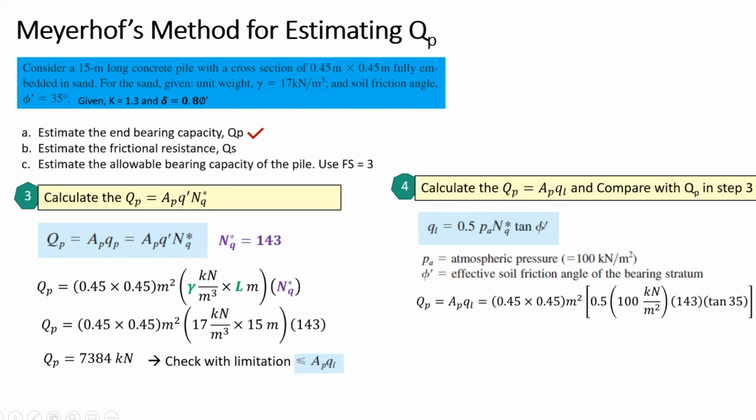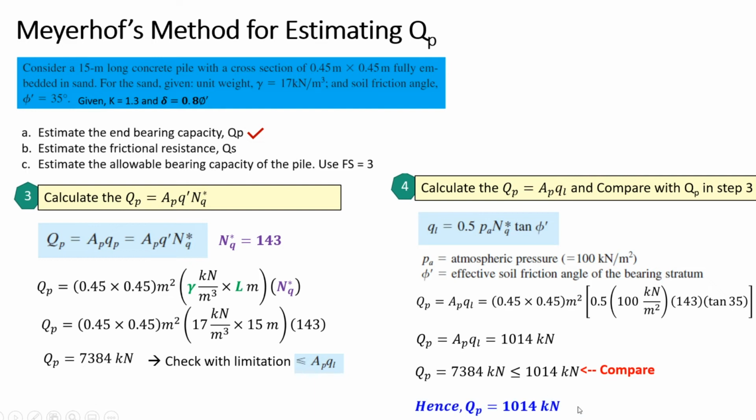The angle of friction here is 35, so you will have 1014 kilonewton. Compare these two values, 7384 and 1014, to make sure that we fulfill this requirement: QP is equal to or less than 1014. Hence the QP that will be used is 1014 kilonewton.